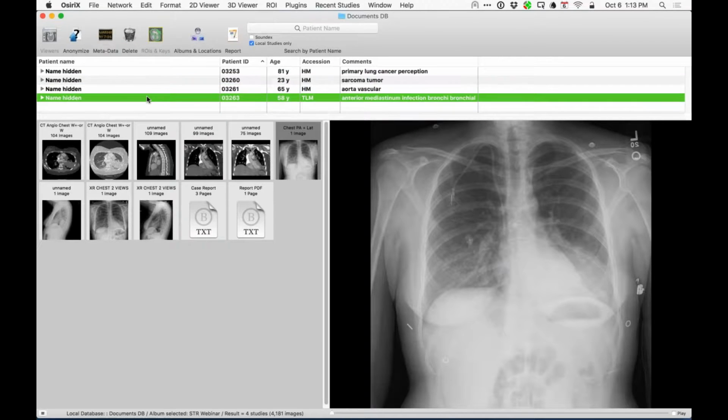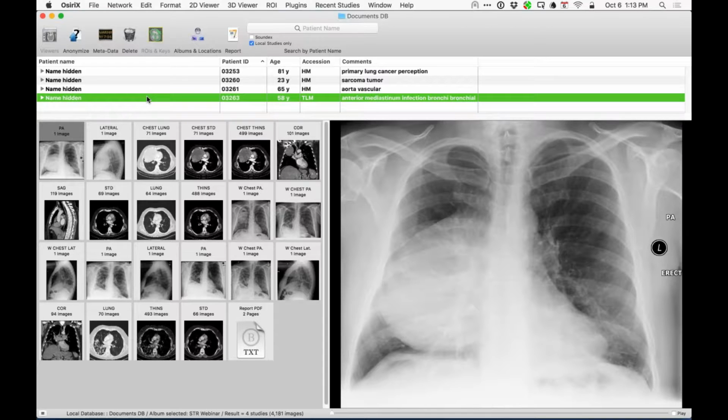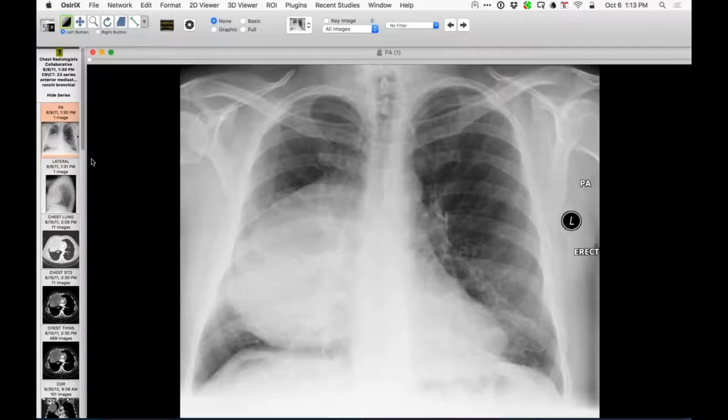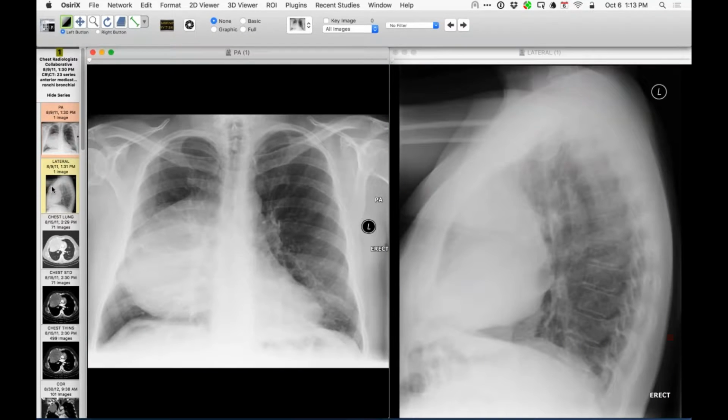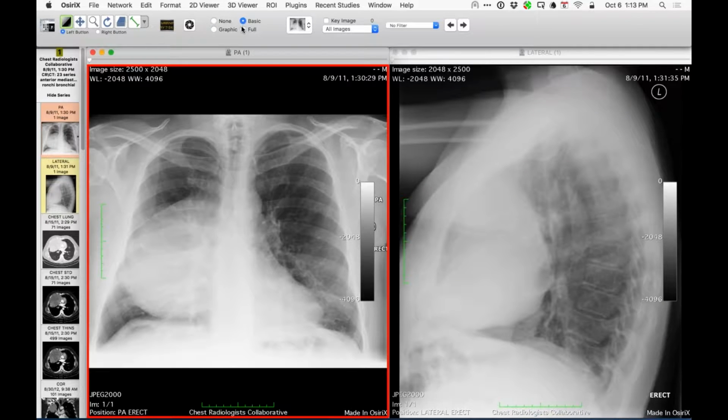Okay, this is a really interesting case from several points of view. So this starts back in August of 2011. I don't know what symptoms the patient had at that time, but here's the lateral projection that goes along with this. So that's a large mass. This is a person that is, I don't have an age there, but I'll get that to you in a moment.